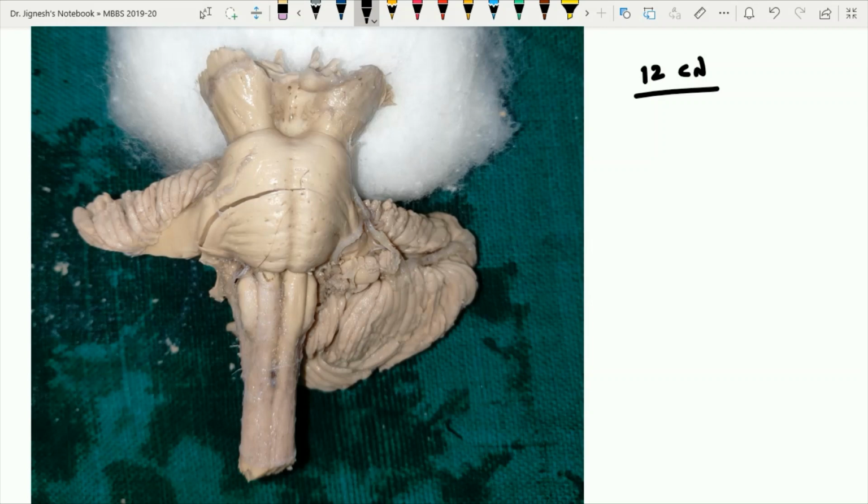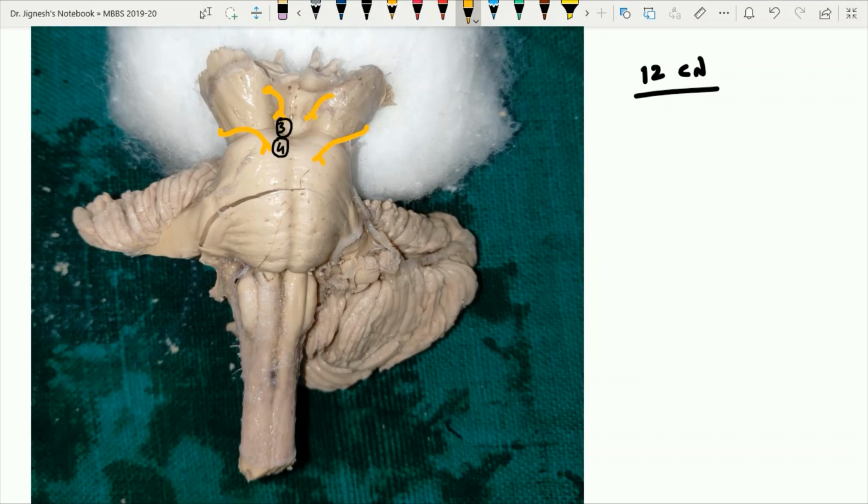The third cranial nerve, the oculomotor nerve, arises from the midbrain at the level of the superior colliculi and comes out from the interpeduncular fossa. The fourth cranial nerve, the trochlear nerve, comes out from the midbrain at the level of the inferior colliculi, but from the dorsal aspect. This is the only cranial nerve that comes out from the dorsal aspect of the brainstem, and it wraps around the cerebral peduncle to come forward to supply the superior oblique muscle of the orbit.